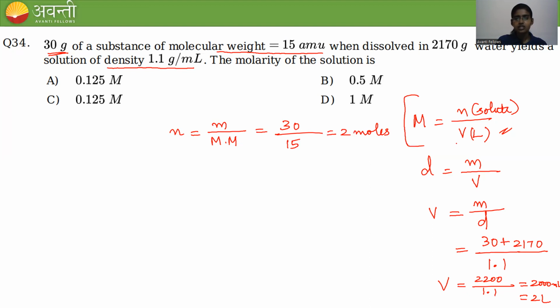Now substitute in this equation. So molarity is equal to the number of moles of the solute, that is 2, divided by the volume of the solution in liter, that is 2 liter. This is 2 moles divided by 2 liter, and you get 1 molar. So the molarity of the solution is 1 molar, in which option D is the correct answer.